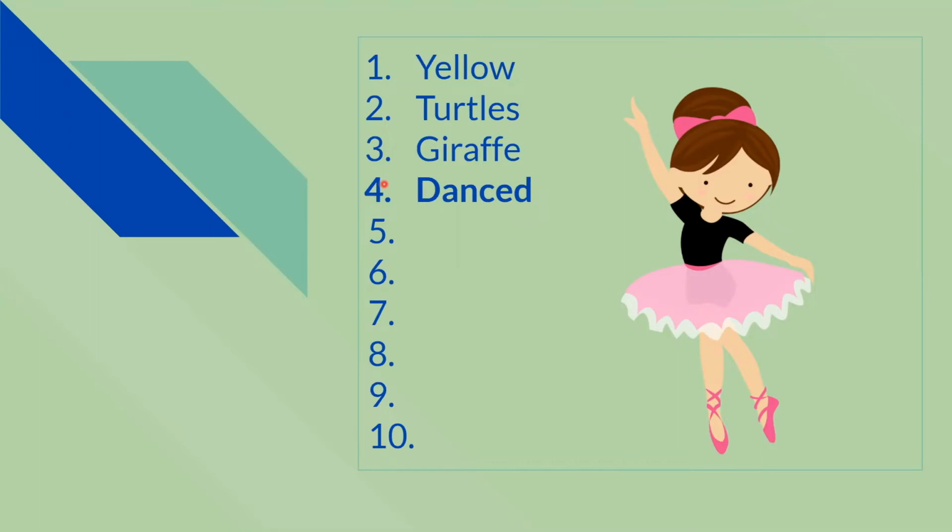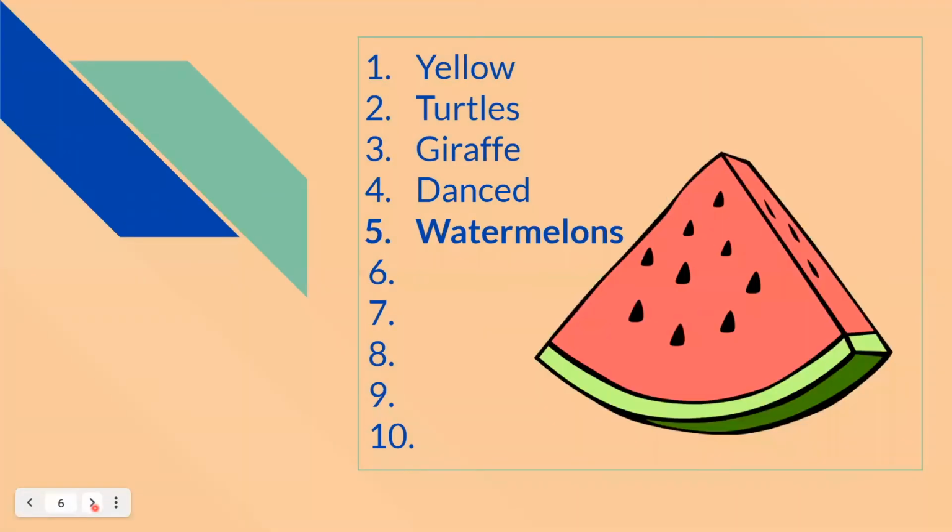Now for number 5, we need another plural noun. This time, I'm going to choose the word watermelons. Go ahead and think of another plural noun and write it next to the number 5 on your list.